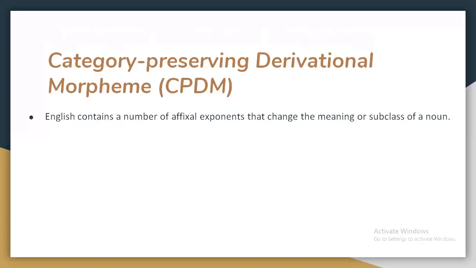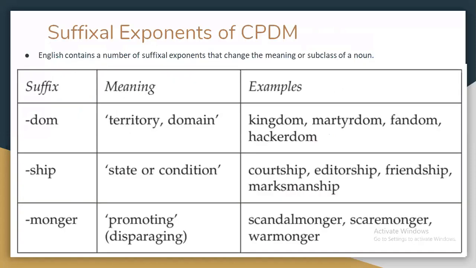A derivational component that changes meaning or subclass of noun. For example, you can see the example. Look here, using the suffix dom, and king. King is a noun, and kingdom is also a noun, right? You can see the meaning there, and the meaning here. Okay, let me use this pen. It's not difficult. It's a very minor thing, very common thing, and useful also.